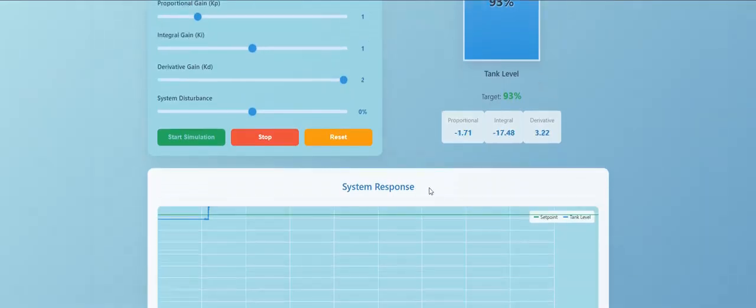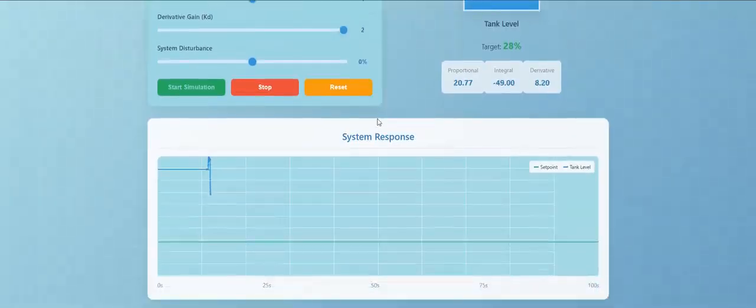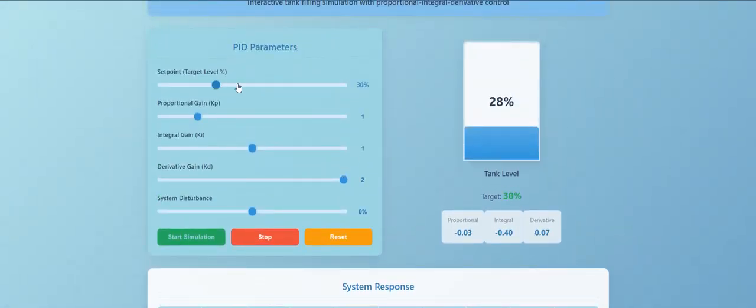Here I'm increasing it, and here in this graph, this line is the set point, and to maintain the set point, you can see how this value is fluctuating. This is the output actually. Okay, so this is how P, I and D work.